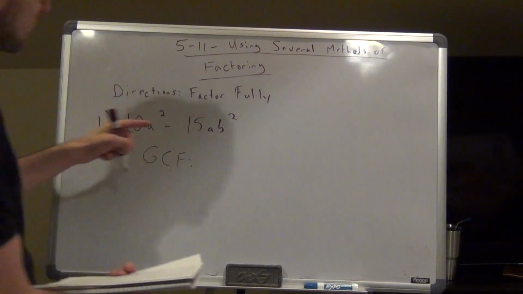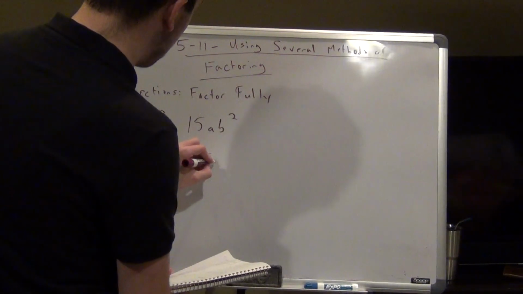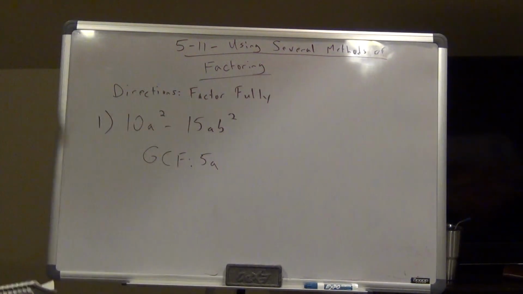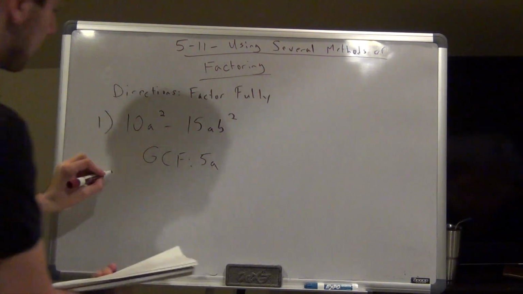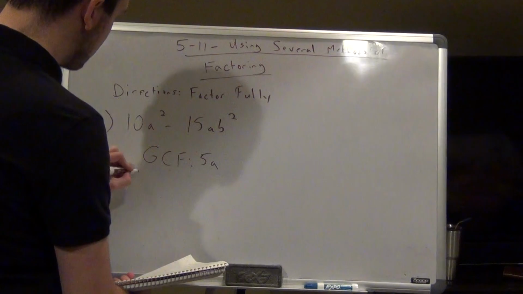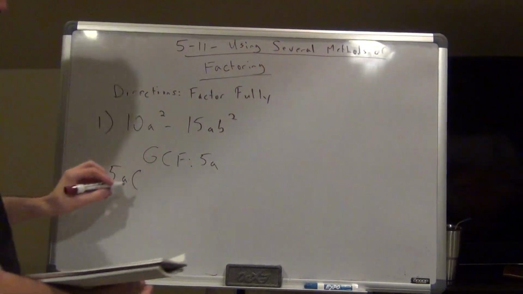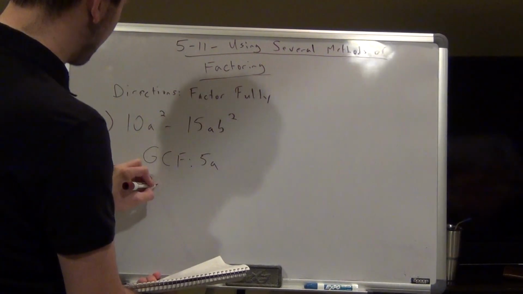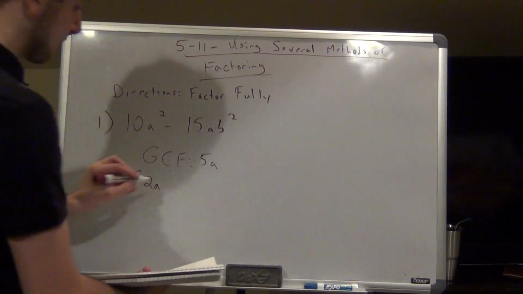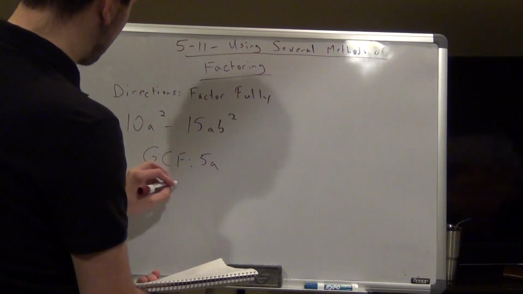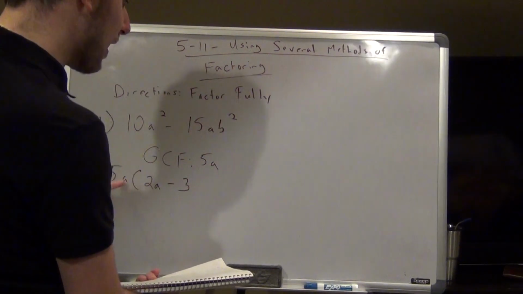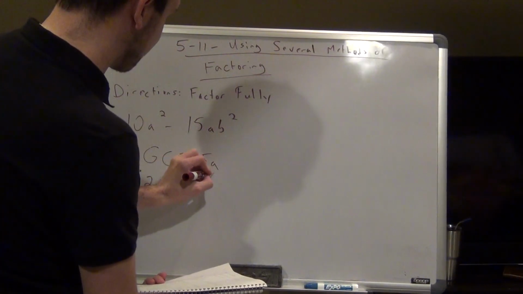My GCF here between 10 and 15 will be 5 and also the a. So what I'm going to do now is take out 5a from each of these terms. 10 divided by 5 is 2. Take away an a, I have 1a left. Then negative 15 divided by 5 is negative 3. Take away an a, I still have 2 b's left.